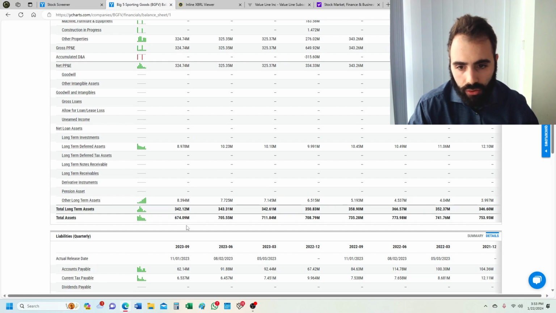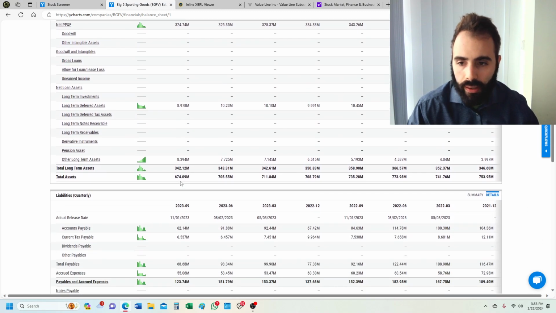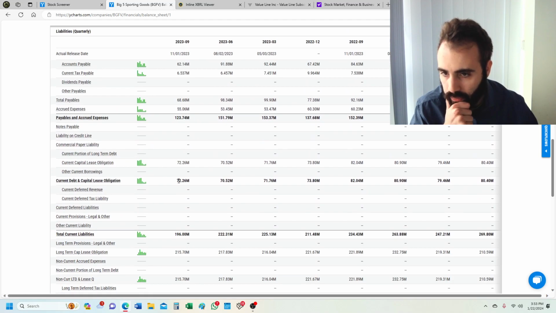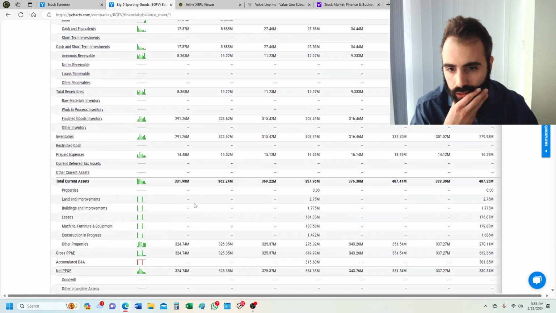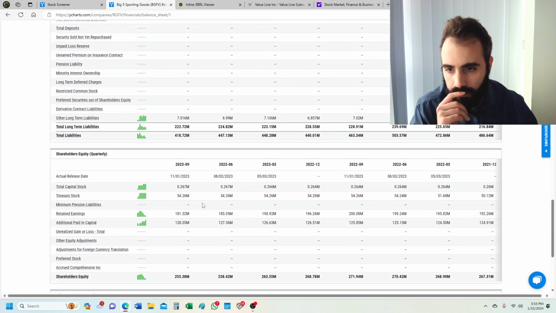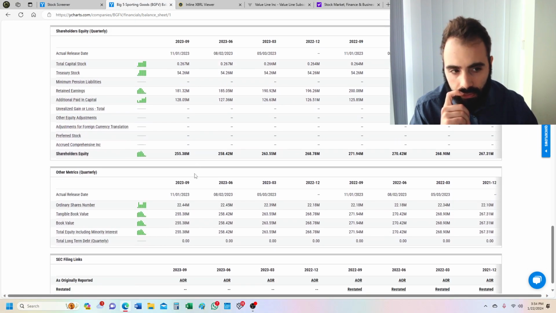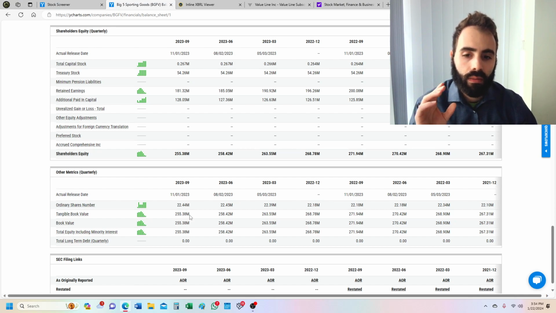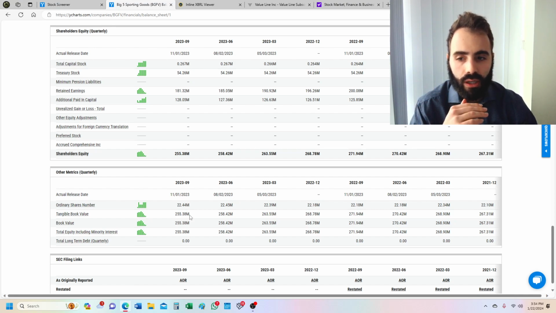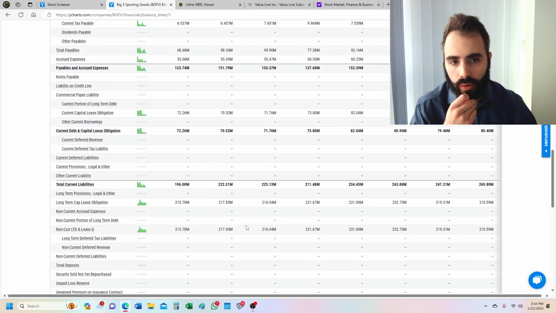So total assets 674 million. Their current coverage is good, and shares are not being diluted, which is good. Their tangible book value is showing a little bit of a sign of falling the last few quarters in a row. So that's something that definitely you want to watch out for. You don't want to try and jump in before you see that the tangible book value is relatively stable over time.